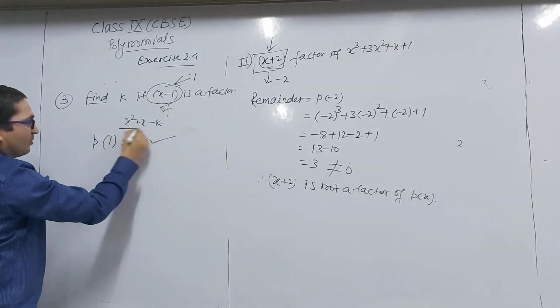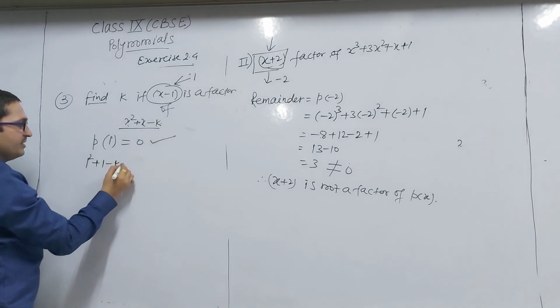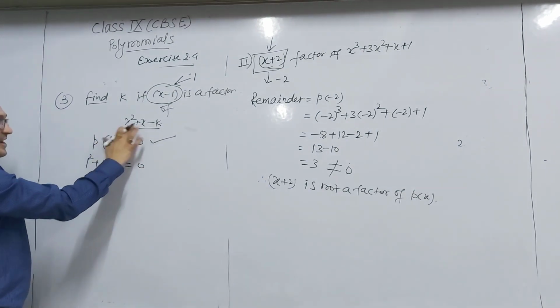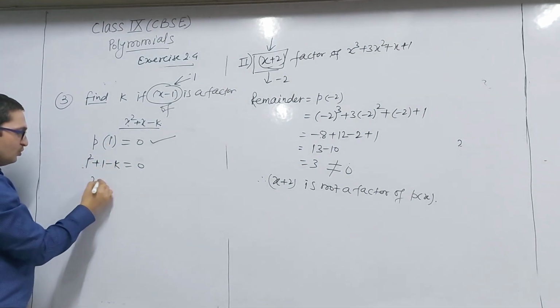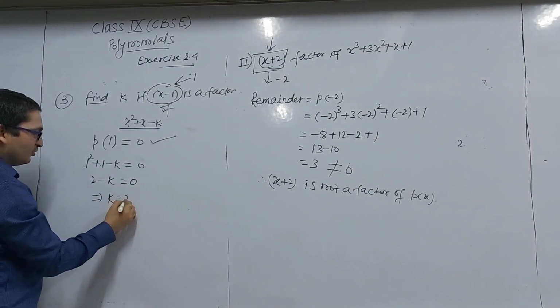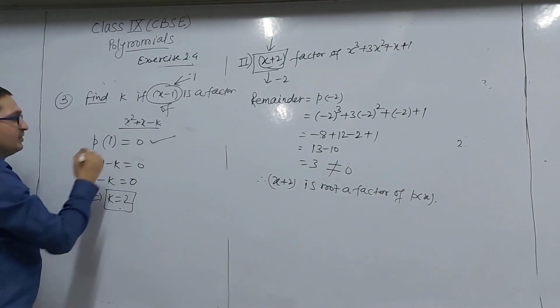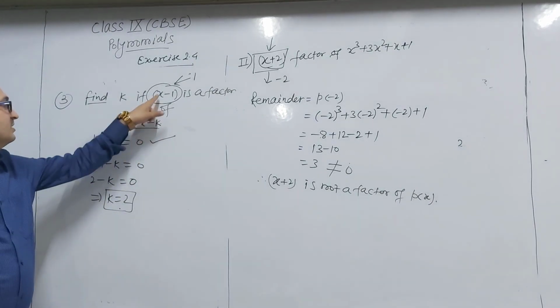Now let me put over here 1 square plus 1 minus k equal to 0. Means instead of x you have to put 1. Now 1 square, 1 plus 1, 2 minus k equal to 0. Therefore this implies that k is equal to 2. The value of k will be 2. It means if you put k equal to 2, this will be the factor.